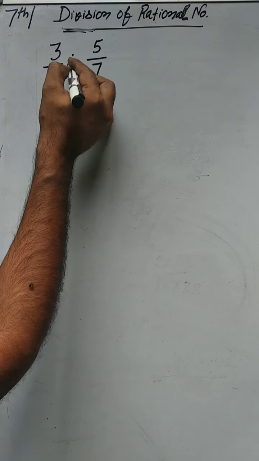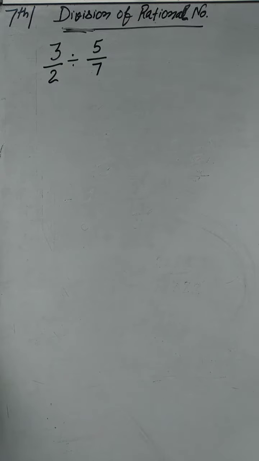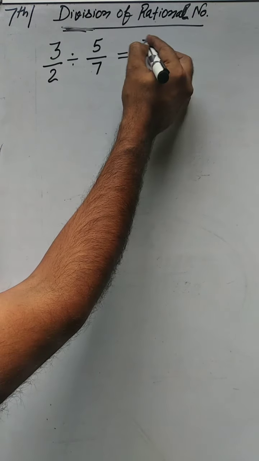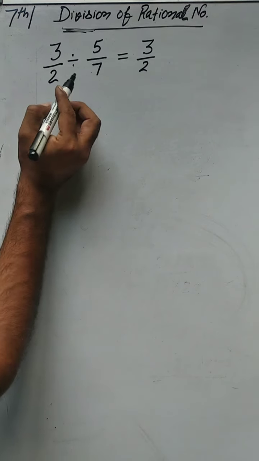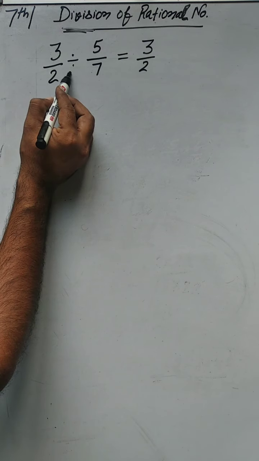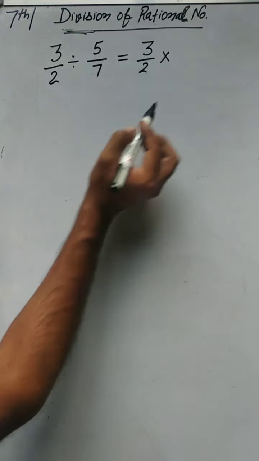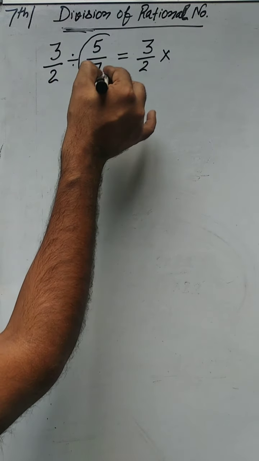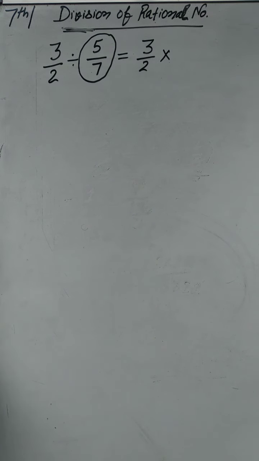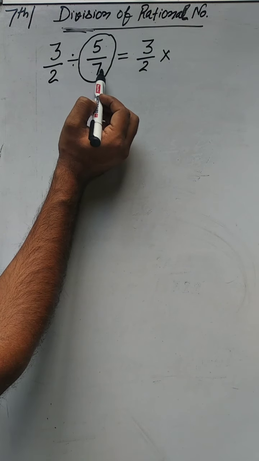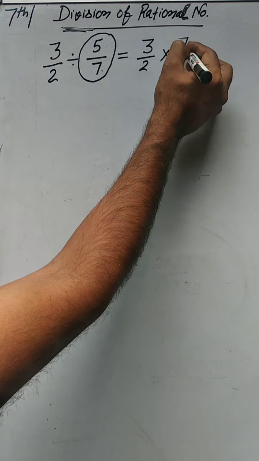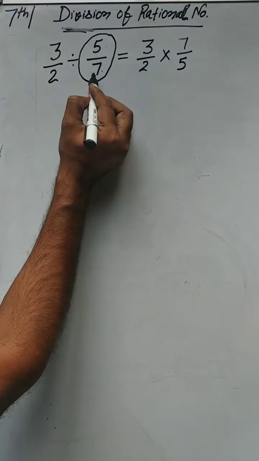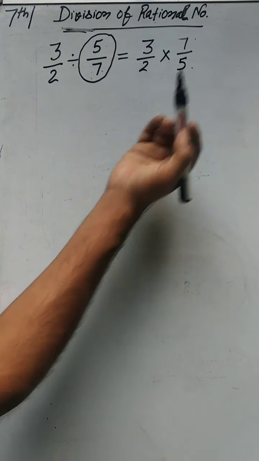Then beta, what is the sign? Sign of division. Now beta, what to do? For 3 upon 2, this division will be changed into multiplication. And here we will write the reciprocal of that number. Reciprocal of 5 upon 7 will be 7 upon 5.